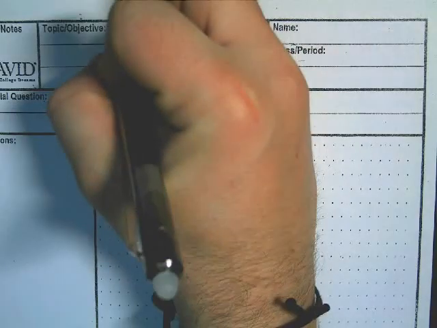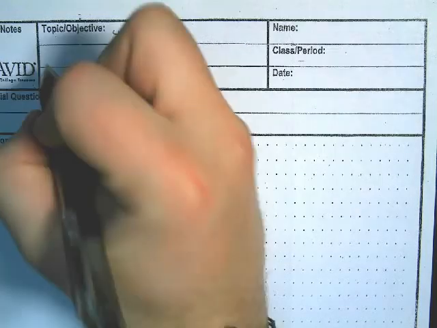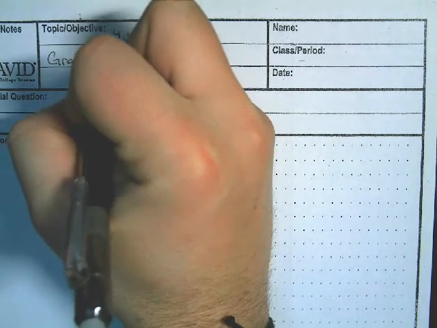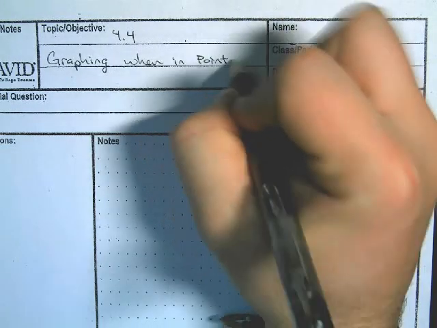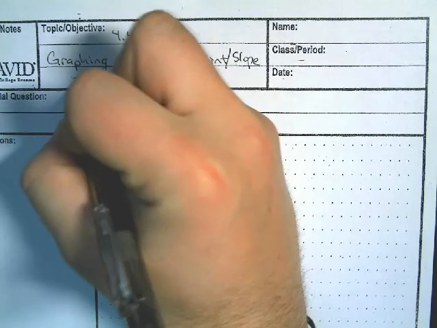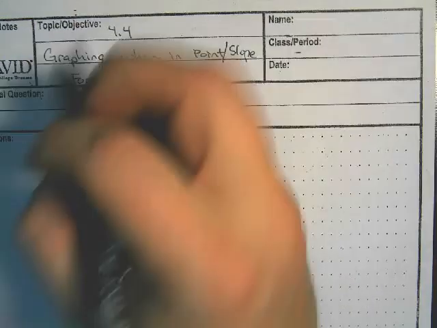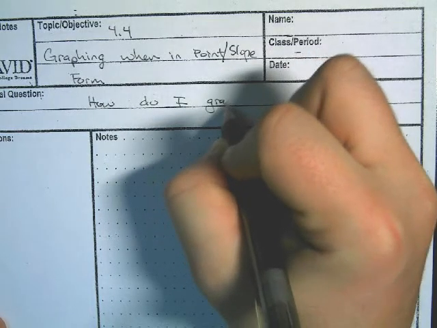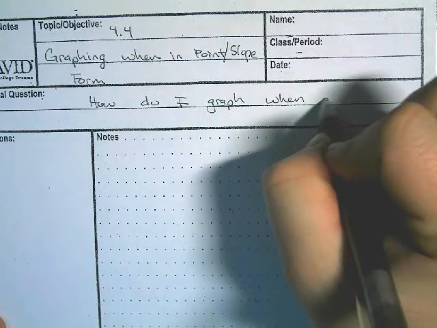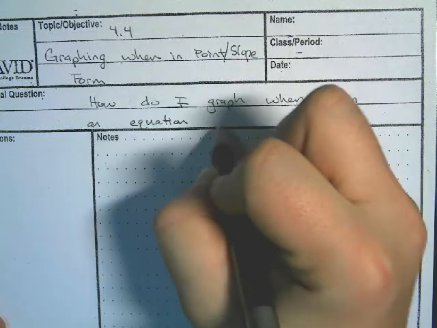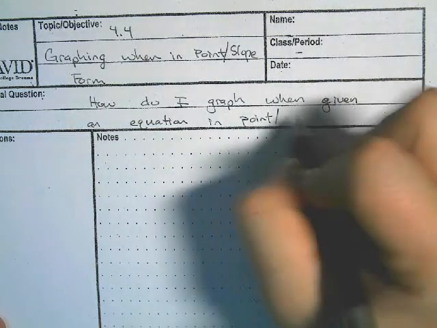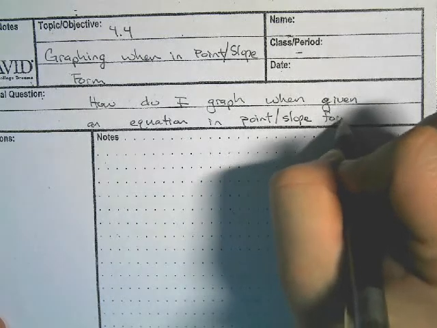In this video we'll be looking at section 4.4, graphing when given an equation in point slope form. So our essential question will be, how do I graph when given an equation in point slope form?